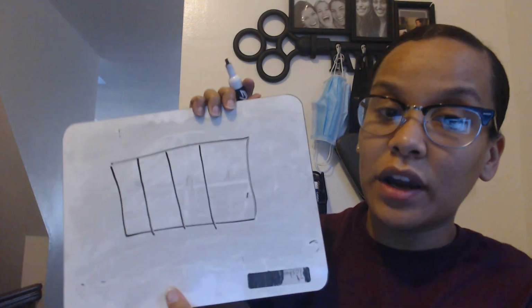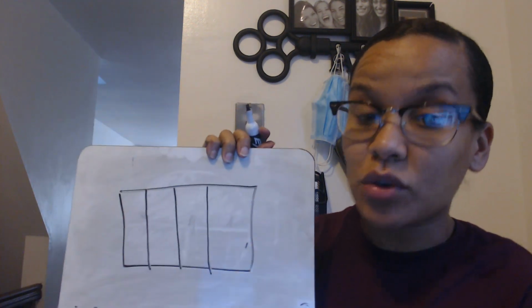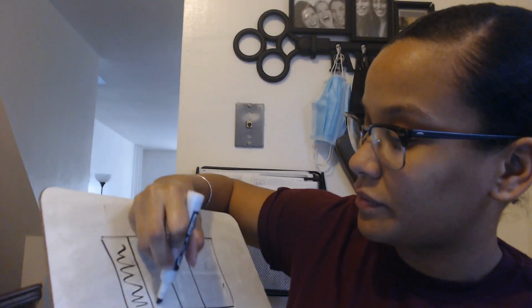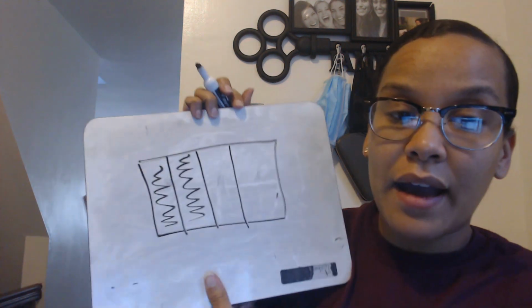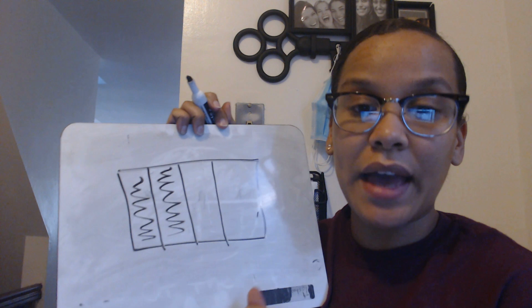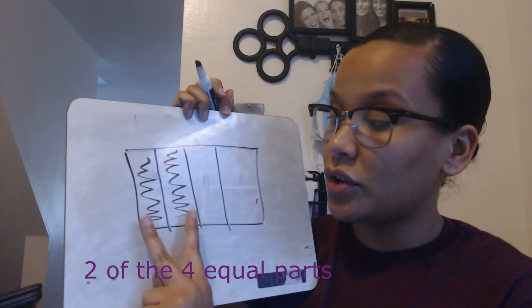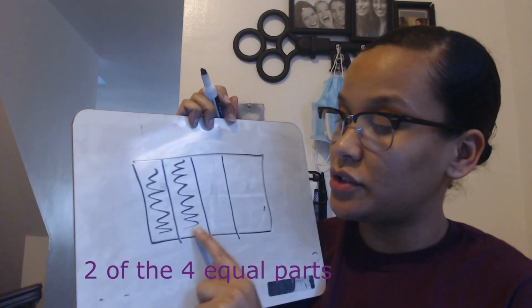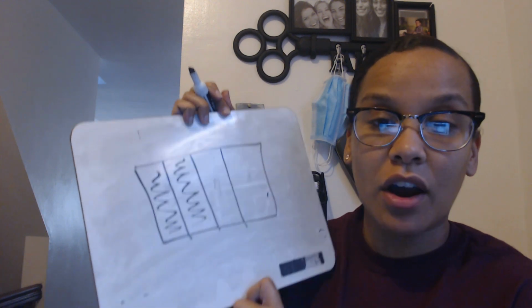And you can do this with any of your shapes. It can be a square, rectangle. Let's do a rectangle example. I'm first going to create my equal parts. I have my 4 equal parts, my 4 quarters or 4 fourths, and I'm just going to shade in a couple. How many parts did I shade in? 2, yes. So I would say 2 of my 1, 2, 3, 4 parts are shaded in.